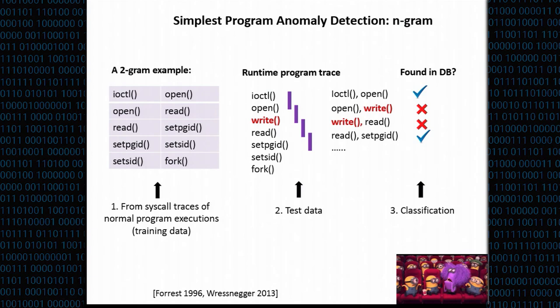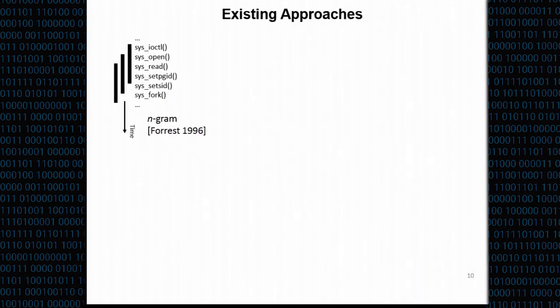And we will have a hands-on activity where all of you try to build an n-gram model. I have written a very simple script to build this model, and you will try that at the end of this tutorial. So that gives you some basic sense of how to build and test an n-gram model, the most primitive program anomaly detection.